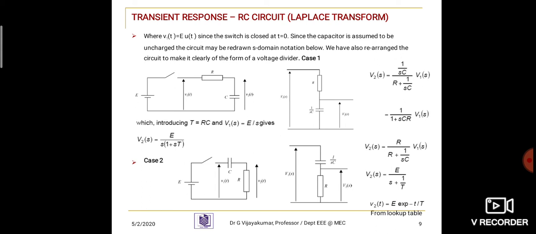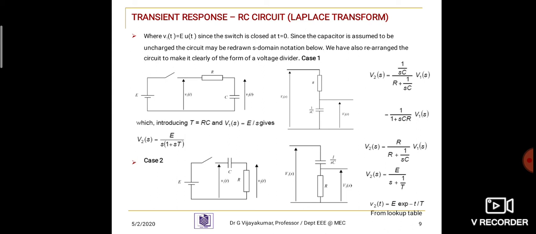For 1 by S plus 1 by T, you can look into the previous slides, where you get V2 of t is equal to E into exponential of minus t by T. Capital T is a time constant or a time delay, here capital T is equal to R into C. We know from physical reasoning that when the switch is closed, V2 of 0 plus is equal to E. At the time of switching, the source voltage is E, whereas when it has been on for a long time, the capacitor acts as an open circuit, as already mentioned in module 1 during the RC discussion. Hence, V2 of infinity is equal to 0.